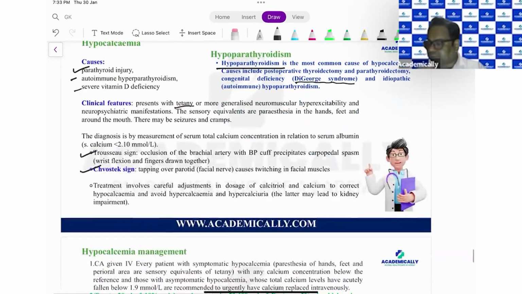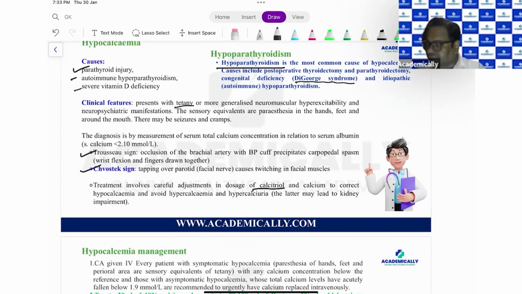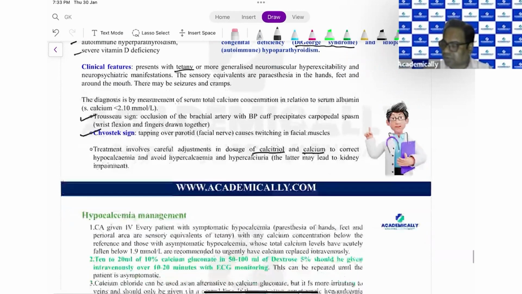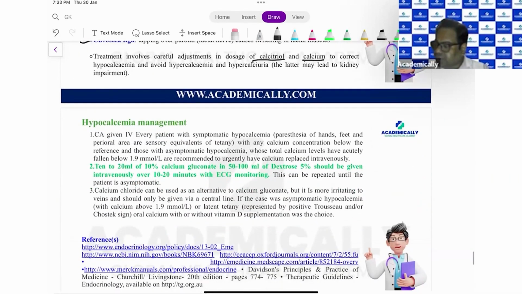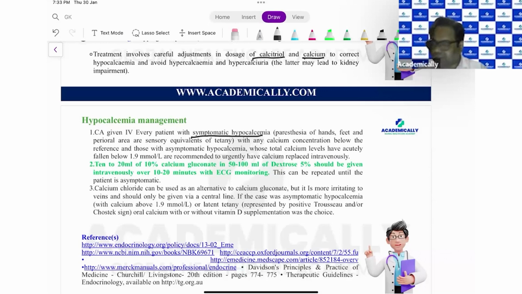Now, if there's hypocalcemia, what will you do? You may have to give calcitriol and calcium to correct hypocalcemia, and see to it that you don't cause hypercalcemia in the process. If the patient is symptomatic, with paresthesia in hands and feet, or goes into tetany, you would want to give IV calcium. Also, if the calcium levels are less than 1.9 millimoles per liter, you will have to urgently give calcium.